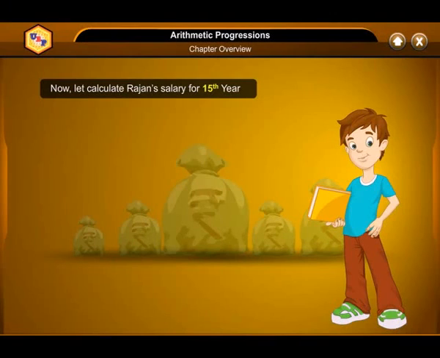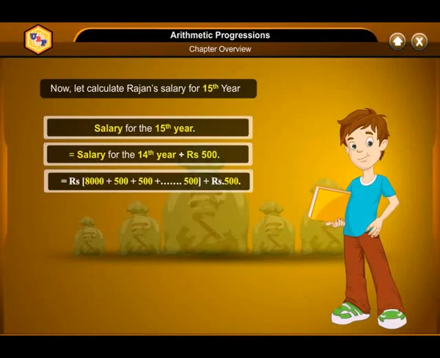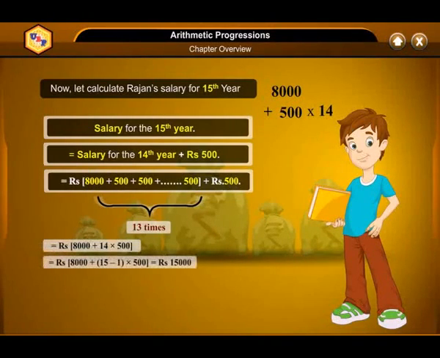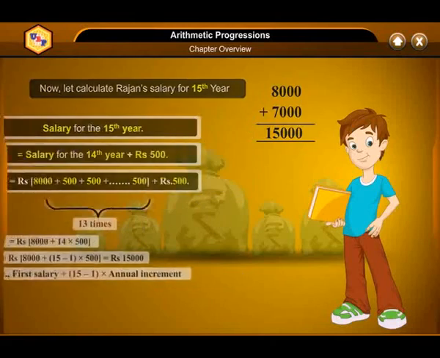Now let's calculate Raja's salary for the 15th year. Salary for the 15th year is equal to salary for the 14th year plus Rs. 500 equals Rs. 8,000 plus 500 added 14 times, equals Rs. 8,000 plus 14 into 500 equals Rs. 8,000 plus 15 minus 1 into 500 equals Rs. 15,000. That is, first salary plus 15 minus 1 into the annual increment.